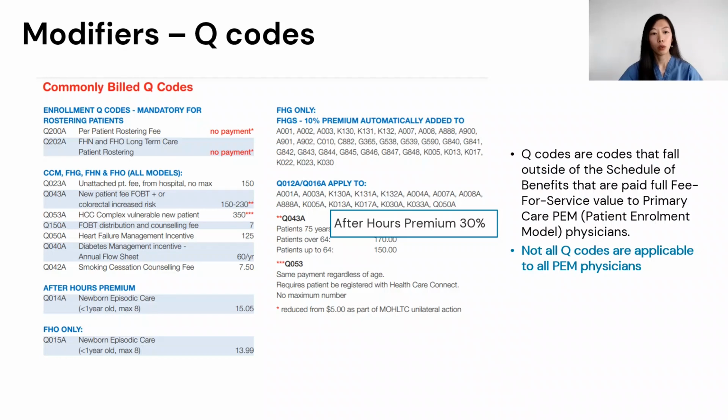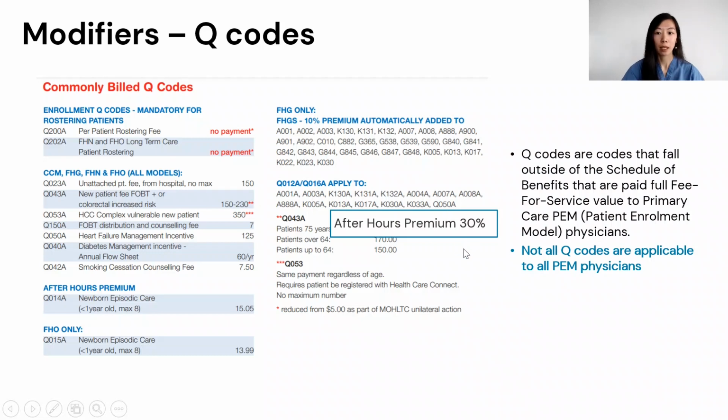So, modifiers and Q codes. I think of these as codes that provide additional payment or tracking. For example, how would the ministry know if you've seen a patient after hours, like after 5 p.m.? Well, they would know by you adding a Q code, like a Q012, to your, let's say, A007 code for seeing a patient after hours. That triggers the premium that you get. So for every billing code you bill after hours that you add a Q012 to, you get an extra premium of 30% on your original billing fee.